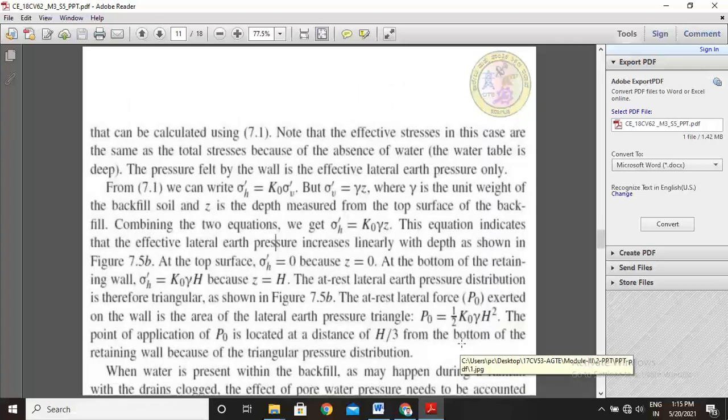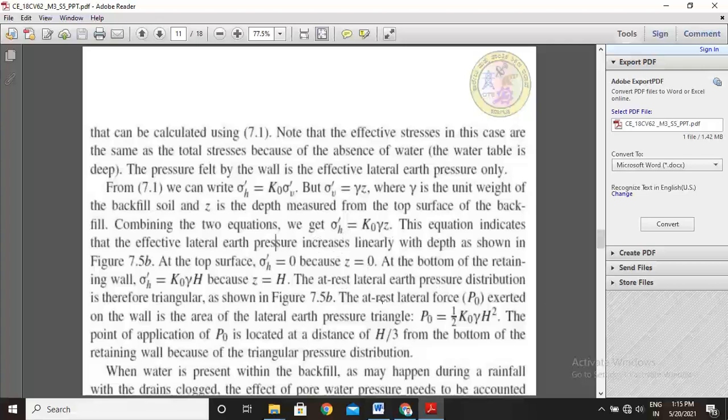So now, based on those diagrams, from equation 1 we can write sigma dash H equal to K naught times sigma dash V, but sigma dash V equals gamma into Z. Vertical pressure is calculated in terms of density into depth, that is gamma into Z, where gamma is the unit weight of the backfill soil and Z is the depth measured from the top surface of the backfill. Combining the two equations we get sigma dash H equal to K naught times gamma Z.